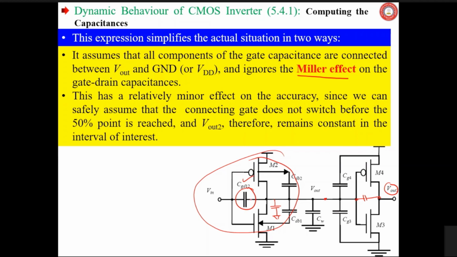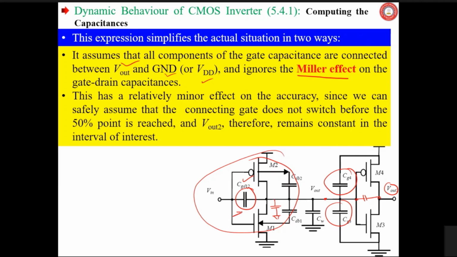It assumes that all components of the gate capacitance are connected between Vout and VDD or ground, and ignores the Miller effect on the gate drain capacitance. This has a relatively minor effect on the accuracy, since we can safely assume that the connecting gate does not switch before this. It is talking about these capacitances, all these capacitances. These capacitances are floating, one end not connected to ground. So you can consider the Miller effect here.